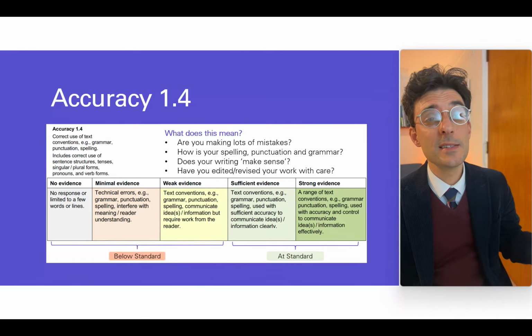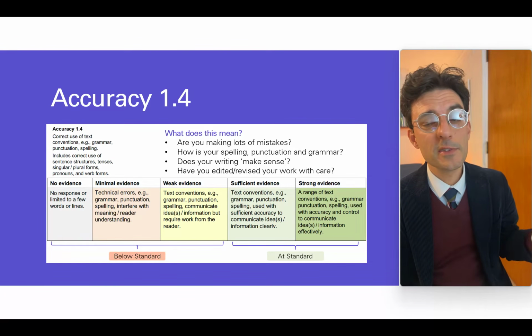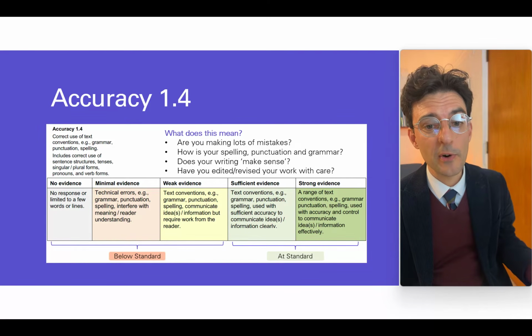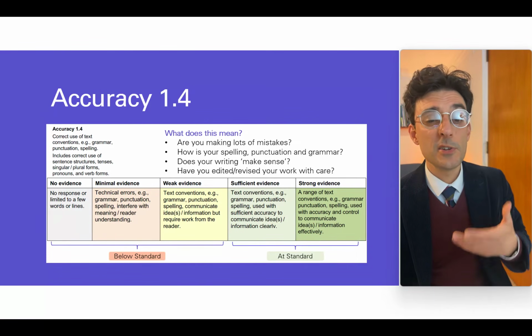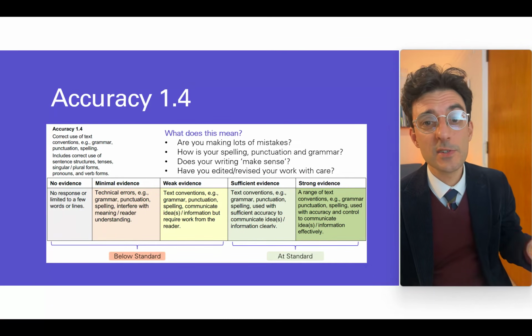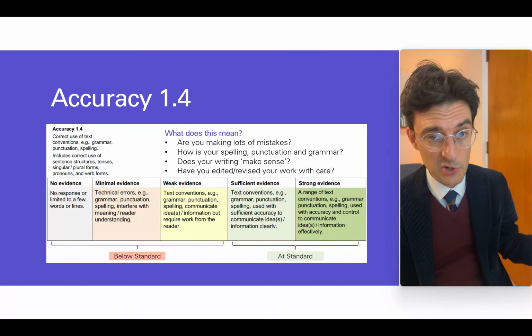Last but not least, it's accuracy. This one's super easy. Are you just making way too many mistakes? If you're making lots of mistakes in spelling, punctuation, and grammar, this is where you're going to get hit in the accuracy area. Does your writing make sense? If it does, you'll be okay. If it doesn't, again, it's inaccurate, it lacks control.